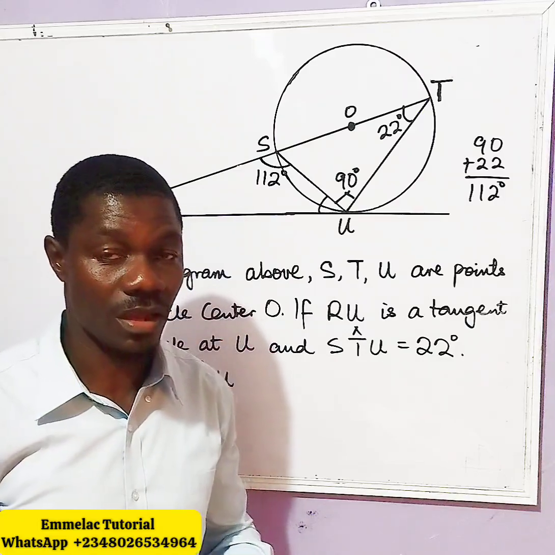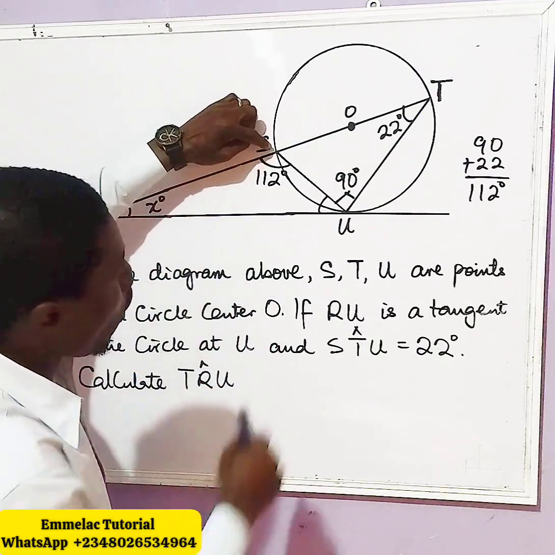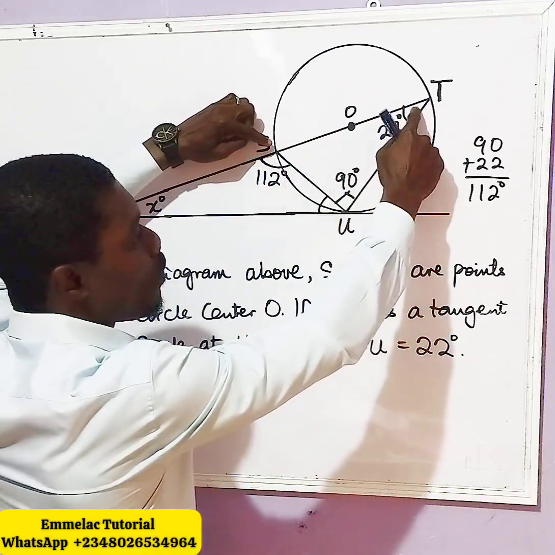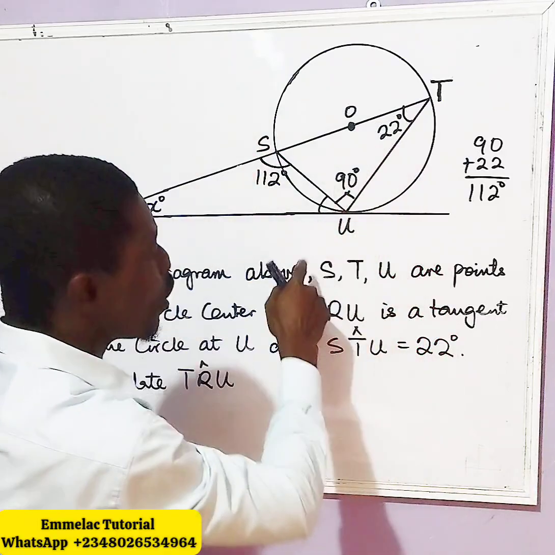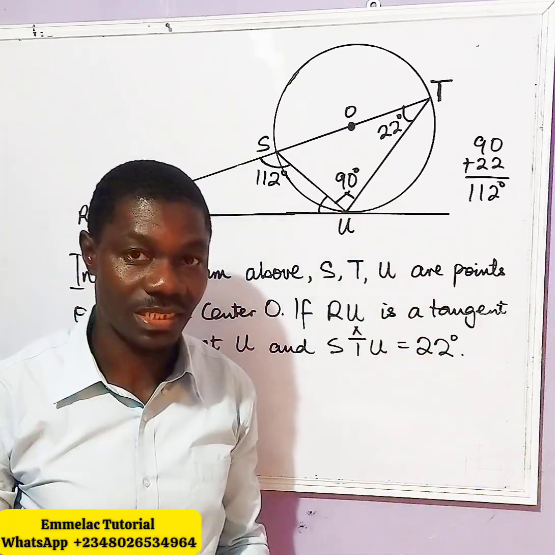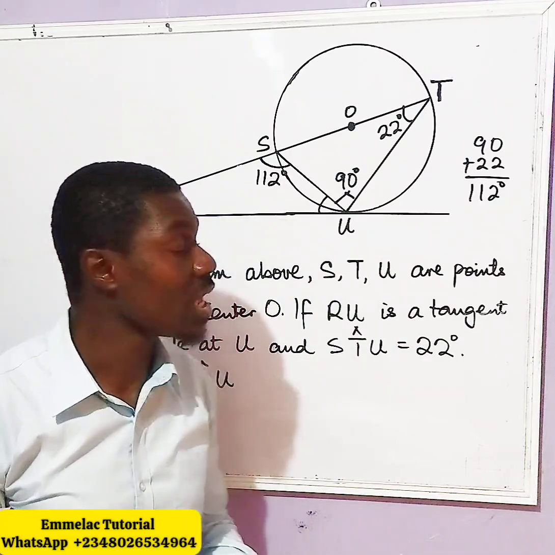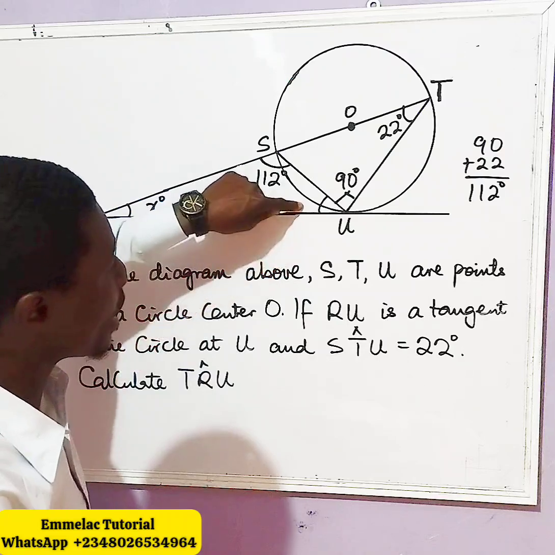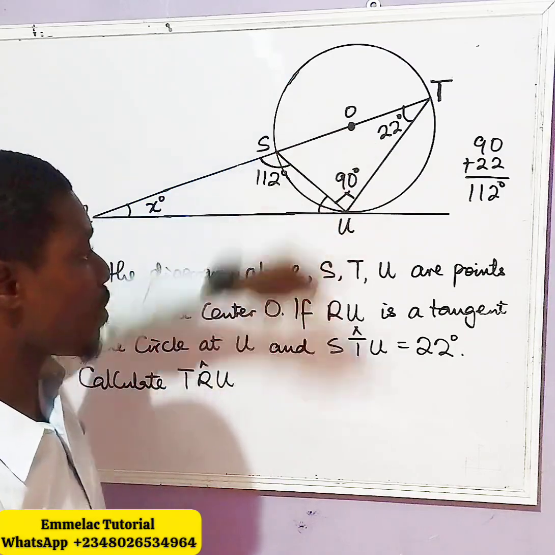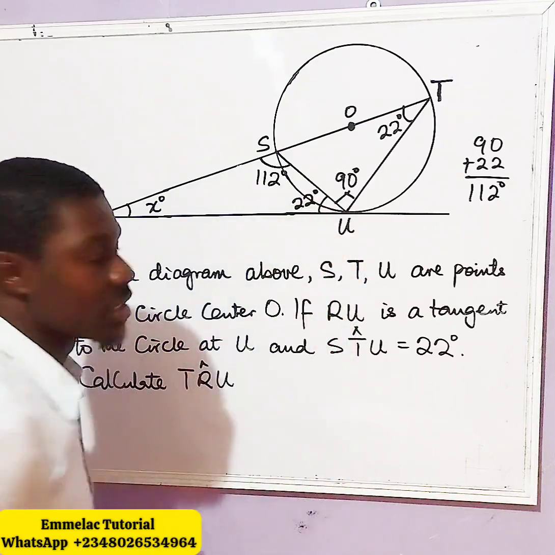Okay, so let's know what this place will be. There's another rule that says that when a chord meets a tangent like this, the angle formed here is equal to the angle this same chord forms with the tangent. We call that the alternate segment angle. So this angle here will definitely be equal to this angle here, which means this angle here is 22 degrees.